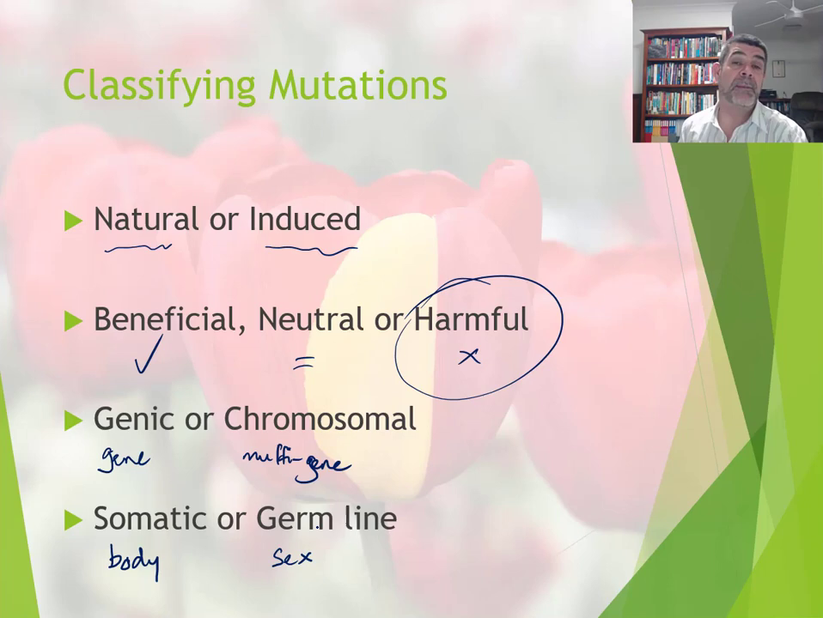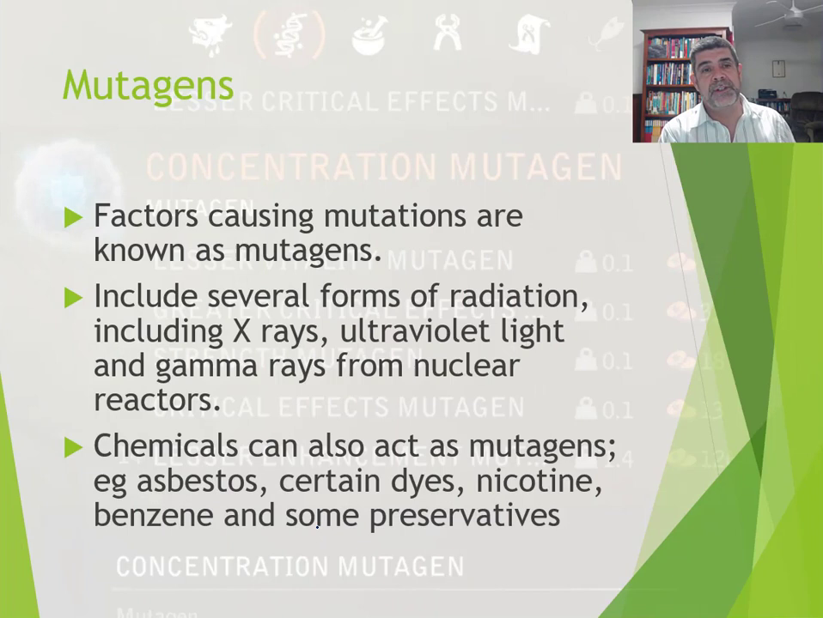Now that we've got a bit of an idea and a bit of an understanding of what mutation is, we need to just shift across to look at some of the things that cause mutation. And these factors that cause mutation are the mutagens. So a mutagen is something which causes a mutation. And we've split mutagens basically up into three main groups that we want to have a look at. So the first of these groups is electromagnetic radiation.